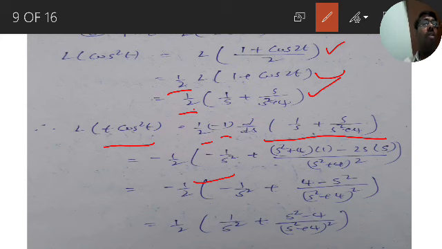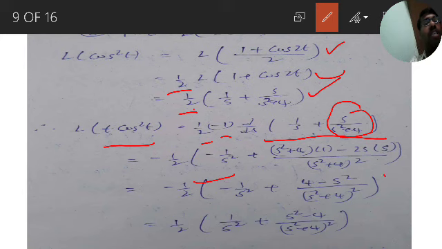Okay. So now coming to the second, derivative of s by s square plus 4. That is derivative of u by v. Quotient rule again. What is the formula? V into derivative of u minus u into derivative of v by v square. That is s square plus 4 into derivative of s is 1, minus s into derivative of s square plus 4 is 2s, that is 2s into s, by s square plus 4 whole square.